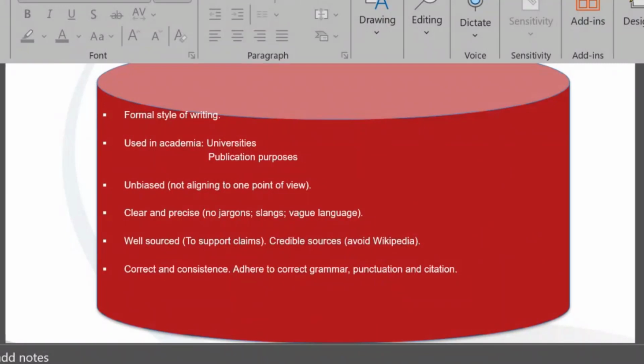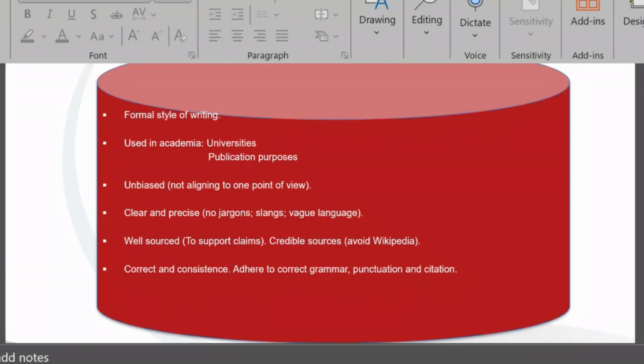And also it is unbiased. Remember, why do we say academic writing is unbiased? It does not align to one point of view. When you write academically, you must also embrace other scholars' views or ideas, okay? You should not rely on only one view. Sometimes when you say to our students, write a literature study, you find that the student went out and cited only one author, and that is bias. Unbiasedness means you need to provide different authors' points of view, because sometimes those authors may agree on a certain aspect, or they may disagree on a certain aspect.